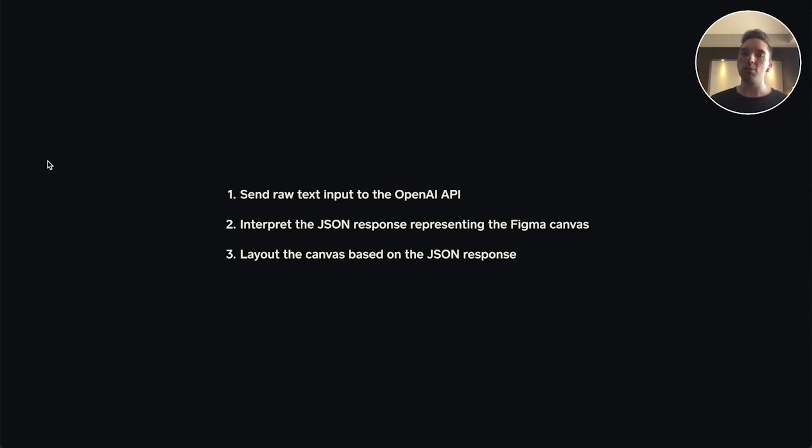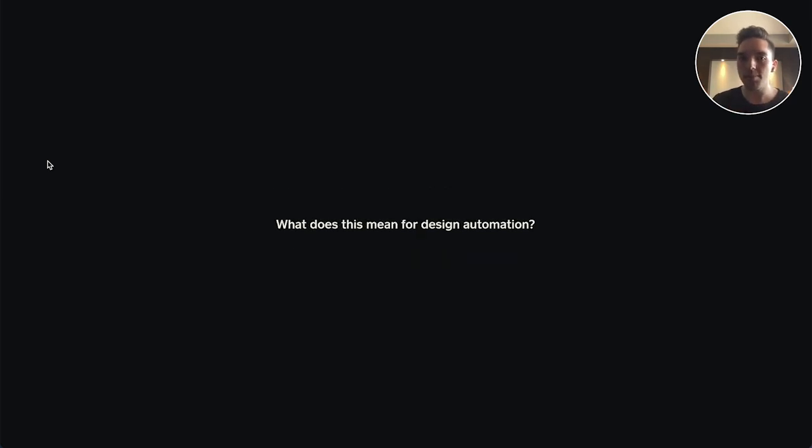And so what's happening here is we're sending that raw text input to the OpenAI API for GPT-3 to understand. Once we get that JSON response back, we're interpreting the response that is that mini representation of the Figma canvas. And then we're laying out the canvas based on that JSON response and actually drawing the icons from a library and adding components and whatnot. And just imagine, what does this mean for design automation? What does this mean for accessibility? And you can imagine all the possibilities just being able to say what you want to be designed.